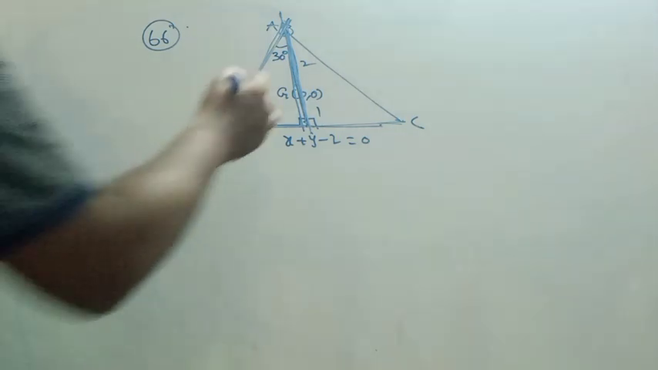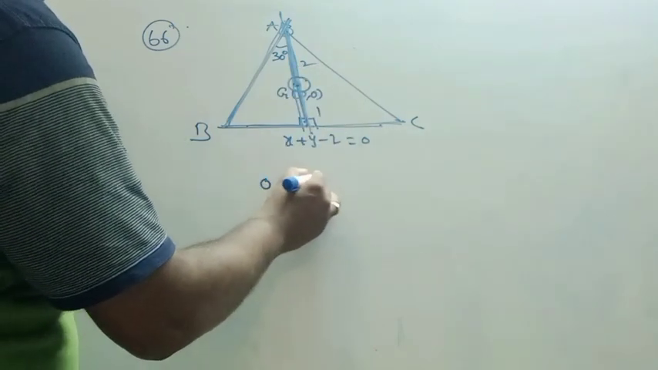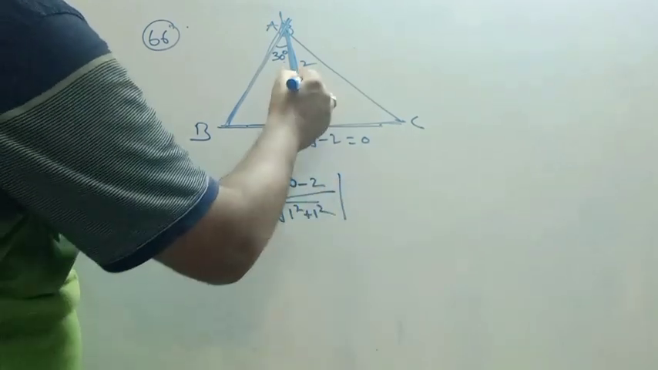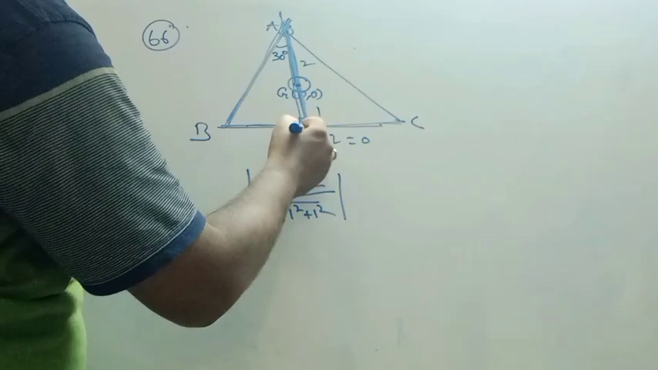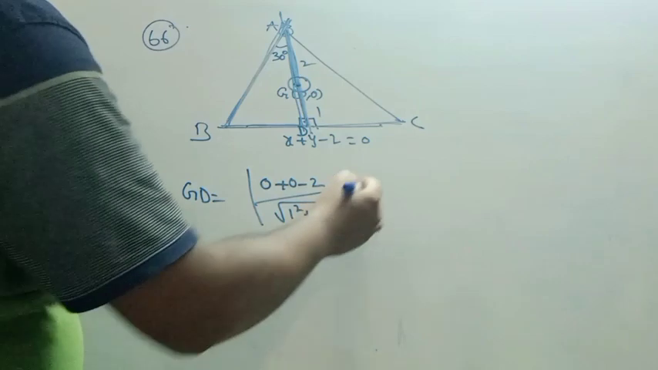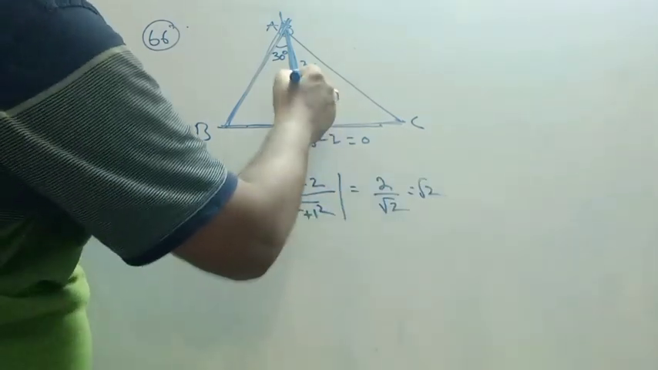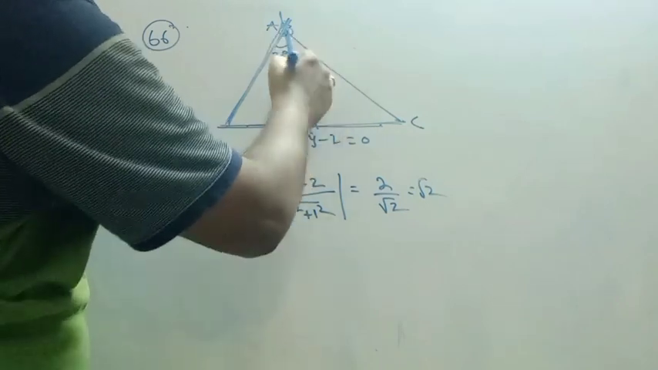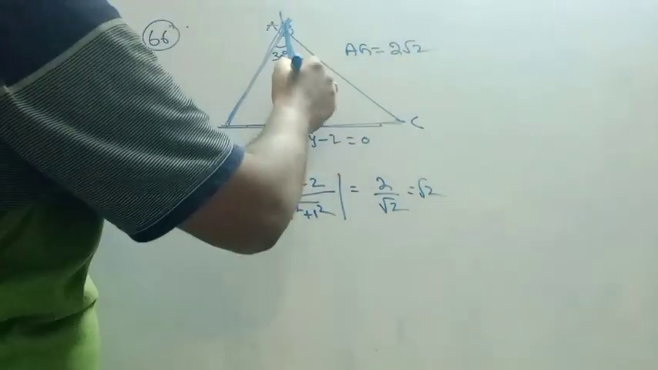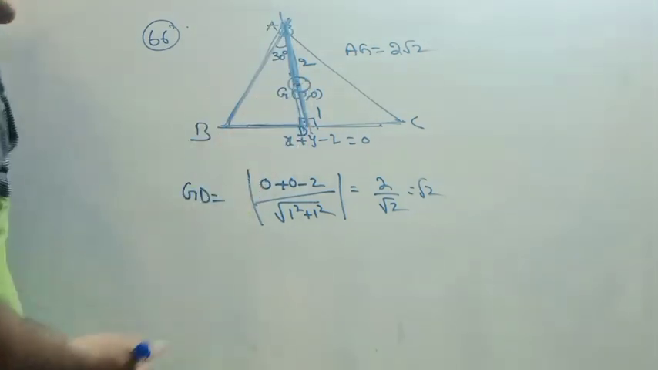Also from another concept we can say this: we can find the perpendicular distance from the centroid to this line, of course, 0 plus 0 minus 2 by root over 1 square plus 1 square. We have A, Z, B, and this is D. This is equal to ZD, right? This is equal to 2 by root 2. And you know this is a 2:1 ratio, which means AZ is equal to 2 root 2, because it divides in the ratio 2:1. That's why AZ is equal to 2 root 2.